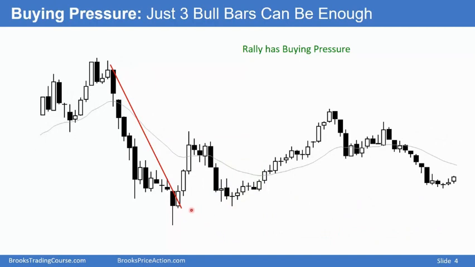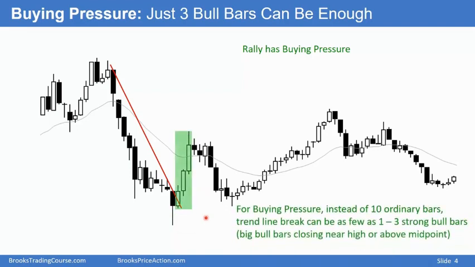Here we have a rally with very good buying pressure. We have a bear trend. The trend line does not have to be perfect. Here's an approximate trend line. We have a breakout, 3 consecutive bull bars, 1 closing on its high, 2 closing near their highs. Very good buying pressure. Even though it's only 3 bars and not 10 bars, the buying pressure is very good, and that is often enough to make traders wonder if the bear trend resumes.